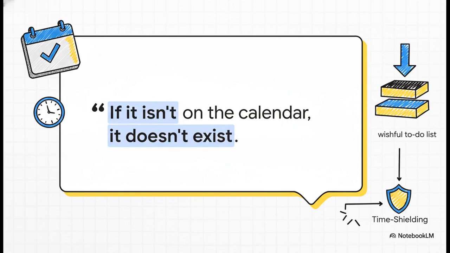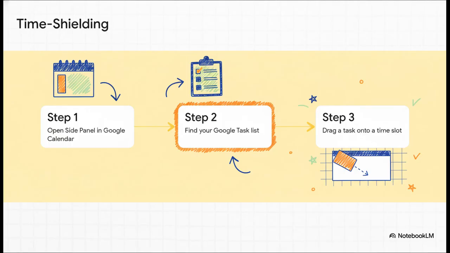Now, the second piece of building this control center is a huge mindset shift, and it's summed up perfectly by this quote. This is the core idea behind that time shielding technique. It's about moving away from wishful to-do lists and starting to make concrete commitments. And how do you actually do it? It's ridiculously easy. In your Google Calendar, you just open up the side panel, find your task list, and then you physically drag and drop a task right onto an empty time slot on your calendar.